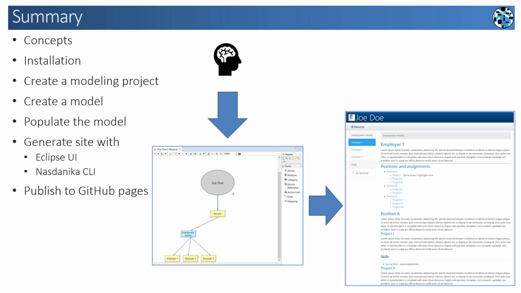You should recall that the diagram representation is more suitable for capturing high-level concepts and their interrelationships, and the other representations are more suitable for elaborating model details. You shall also be able to generate a website from a model with Eclipse IDE and Nasdanika CLI and publish the website to GitHub Pages if desired.